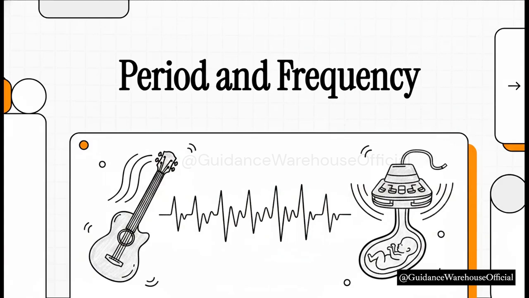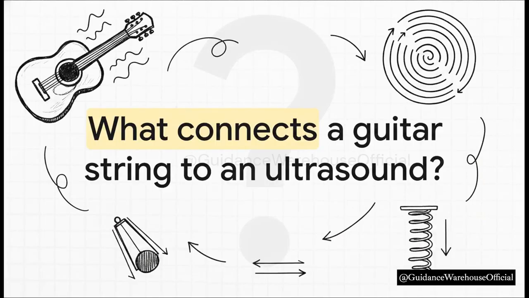Picture this. You pluck a guitar string and it hums a perfect, steady note. Now, what could possibly connect that simple, invisible vibration to a high-tech medical ultrasound, looking at a baby in the womb? Well, the answer actually lies in the physics of repeating motion. And to truly understand it, you only need to grasp two fundamental concepts in one incredibly simple mathematical equation.